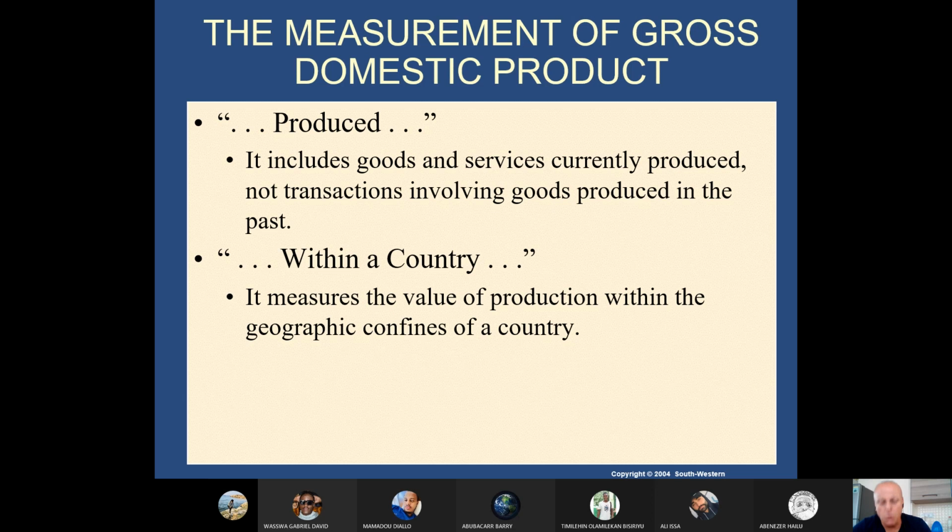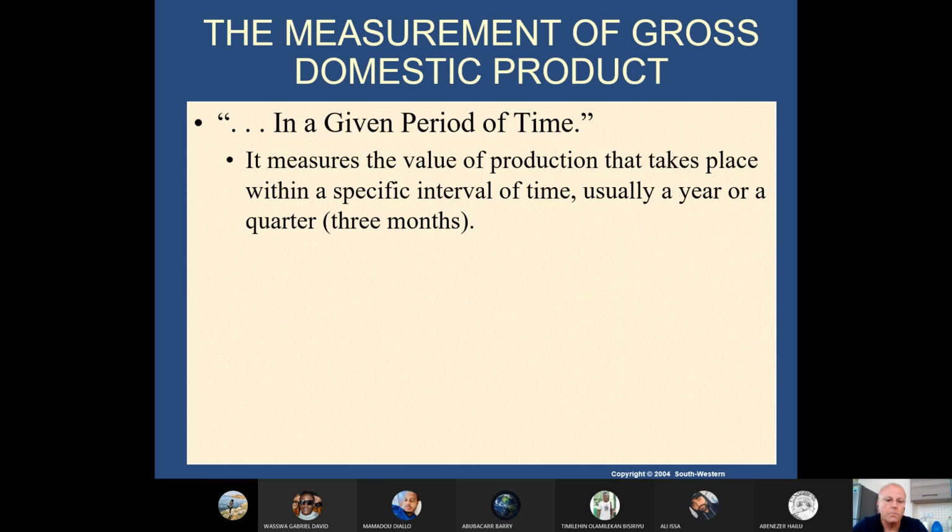And within the country, you are going to count the GDP where it is produced domestically. It measures the value of production within the geographic confines of the country, which means only the domestic market and domestic production operations are going to be calculated.